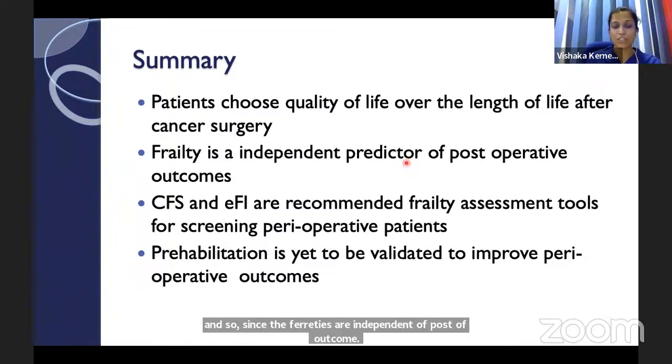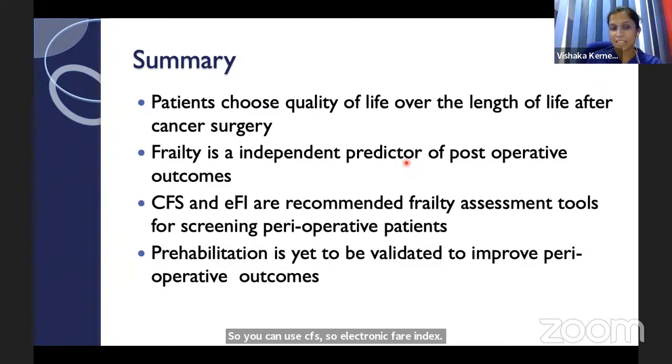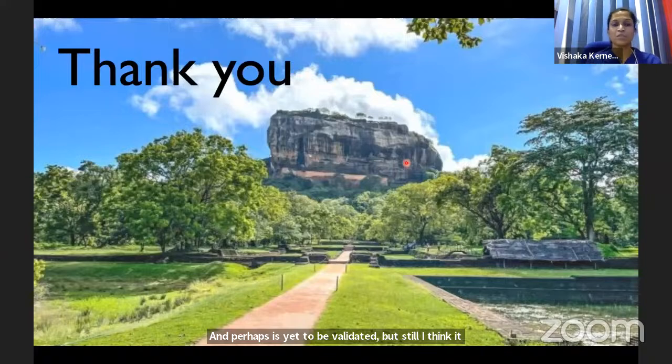So you can use CFS, or the electronic frailty index, which is perhaps yet to be validated, but I still think it is a very nice technique to be utilized. So just 1 minute ahead.